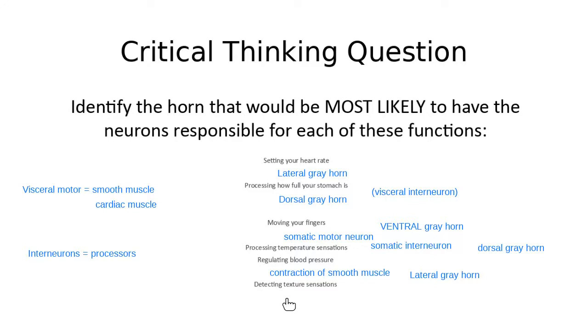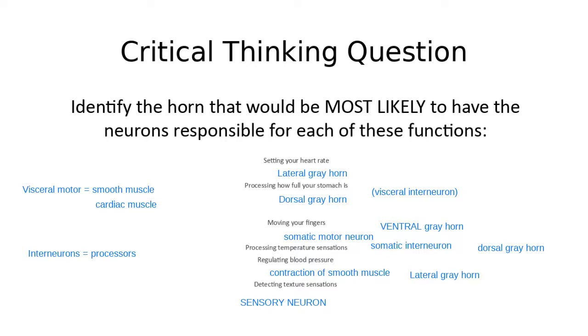Our last task down here is detecting texture sensations. When I use this word detecting, which kind of neuron are we talking about now? Yeah, so now we're talking about a sensory neuron. Those are the type that do detecting. Where did we say that sensory neurons live? Where do sensory neurons live?